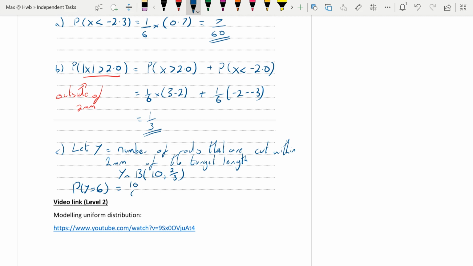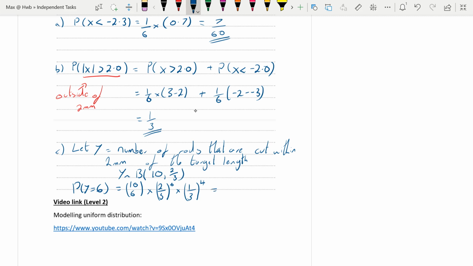So I'm going to do 10 choose 6 times 2/3 to the power of 6 times 1/3 to the power of 4 in this case. Remember, the two things in my brackets here, 2/3 and 1/3, make 1, and 6 and 4 make the grand total of 10.